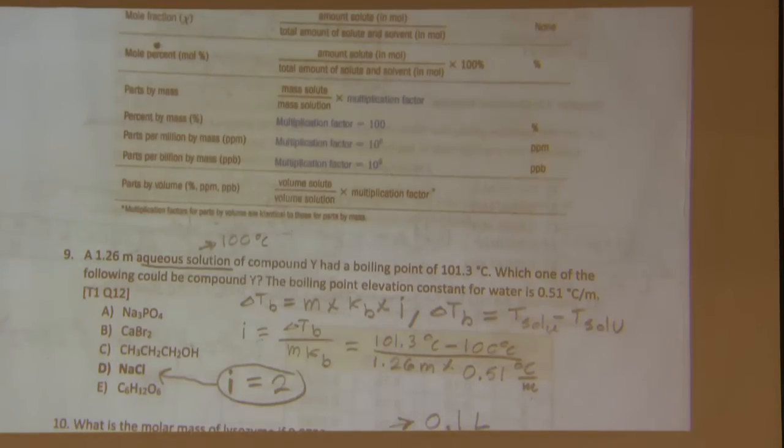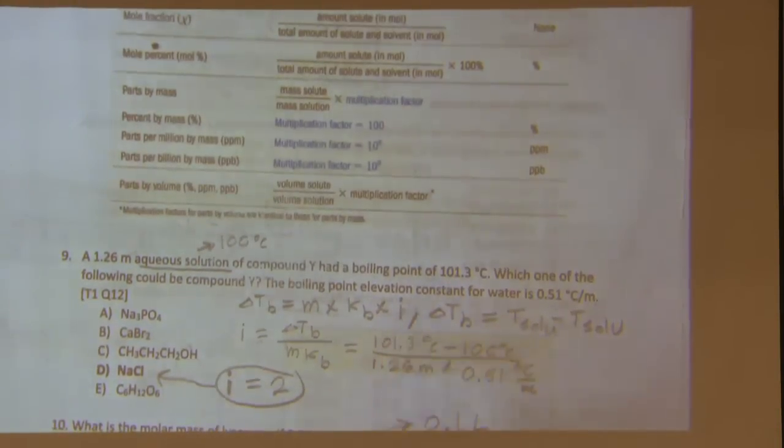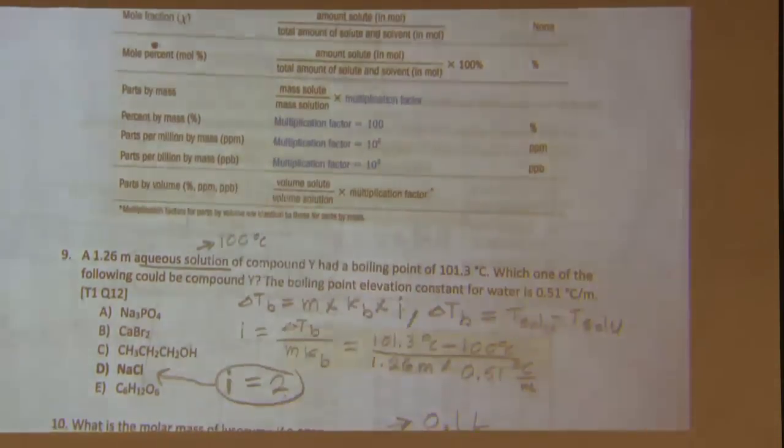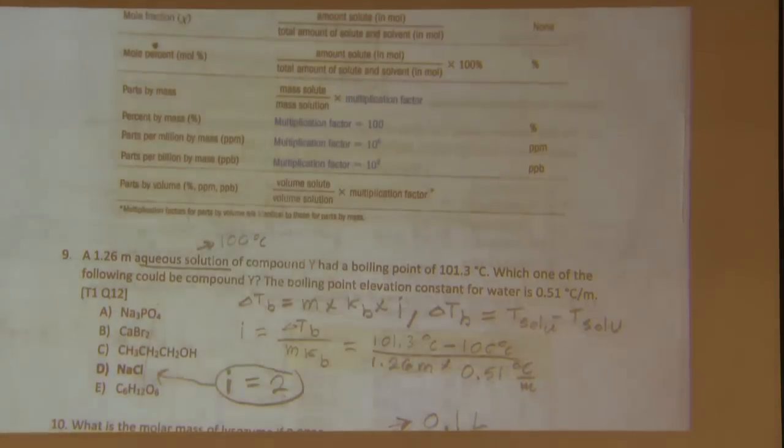So make sure that here we don't forget i. When I plug everything in, my change in temperature, my molality, and my Kb, I'm going to solve for i. I'm going to get 2. And then I just need to search through and see which of these compounds has a Van't Hoff factor of 2. This is a really tricky problem that could show up in the ACS, so make sure you understand Van't Hoff factors.